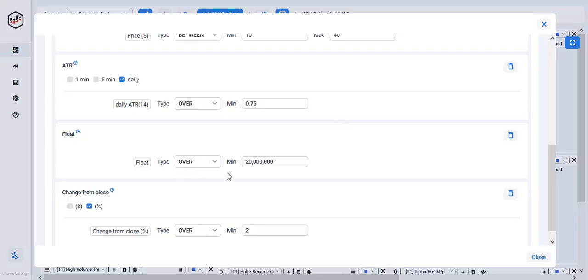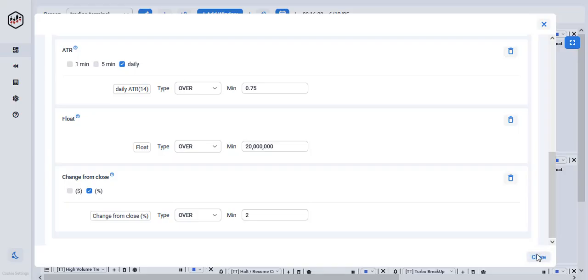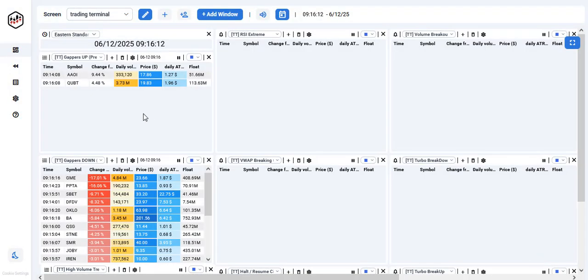Then we want to make sure that there are at least 20 million shares outstanding available to trade. If there's not an amount of shares available for trading, then they won't be traded, which also means there won't be any movement. And I have my change from close, so from the close of the prior day, I want stocks that have gapped up at least 2%. These are just settings I use to narrow down the list, because there are hundreds of thousands of stocks out there, if not millions, and how do you pick what you want to pay attention to?